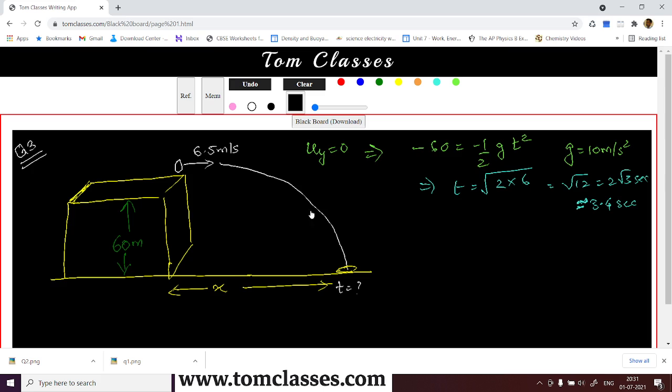And how far? So x is equal to what? It is u into t. So u is 6.5 into 2 root 3, so this is 13 root 3 meter. That far it is going to land. Is that okay? Yes, sir. Okay, all right. So this is question number 3.